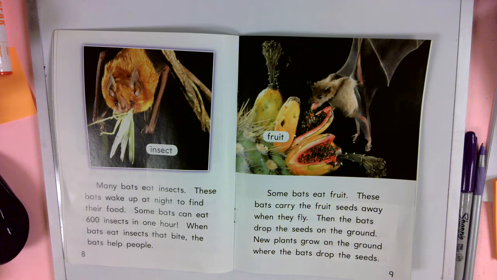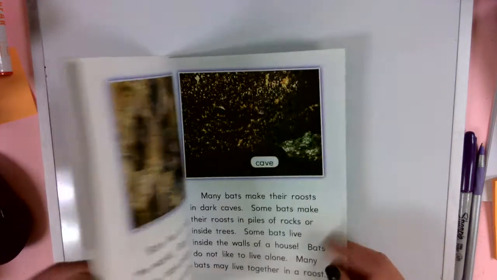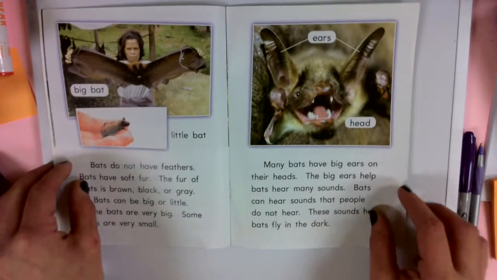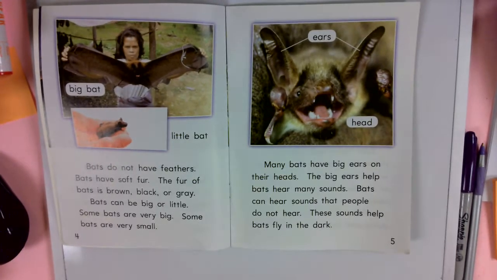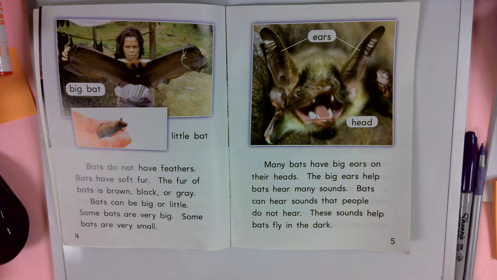Now, why do bats have big ears? Let's go back in our story. I'm on page 5. So remember, bats have big ears on their heads. The big ears help bats hear many sounds. Remember, they can hear sounds that people do not hear. These sounds help bats fly in the dark.